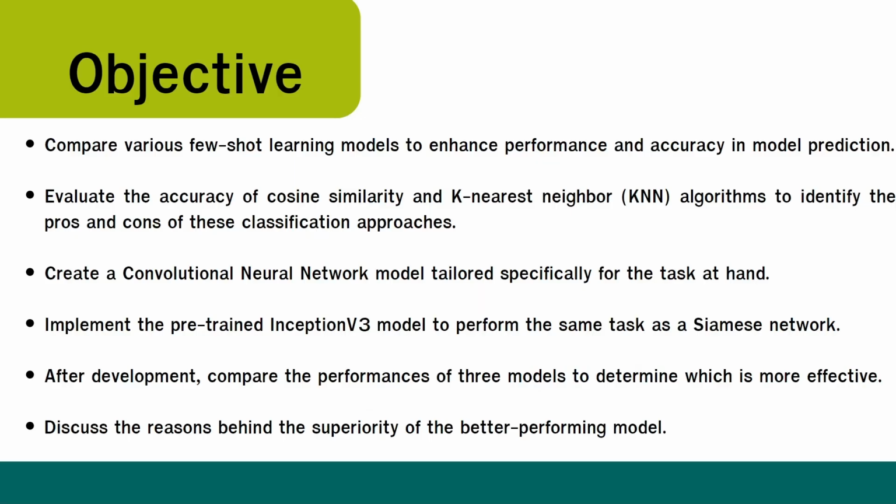For our group objective, we will compare various few-shot learning models to enhance the performance and accuracy of model prediction, and evaluate the accuracy of cosine similarity and k-nearest neighbor to know the pros and cons of this approach. We will also create a convolutional neural network model tailored specifically for the task at hand, and implement the pre-trained Inception V3 model to perform the same task as the Siamese network. After all the development, we will compare the performance of these three models to know which is the most effective.